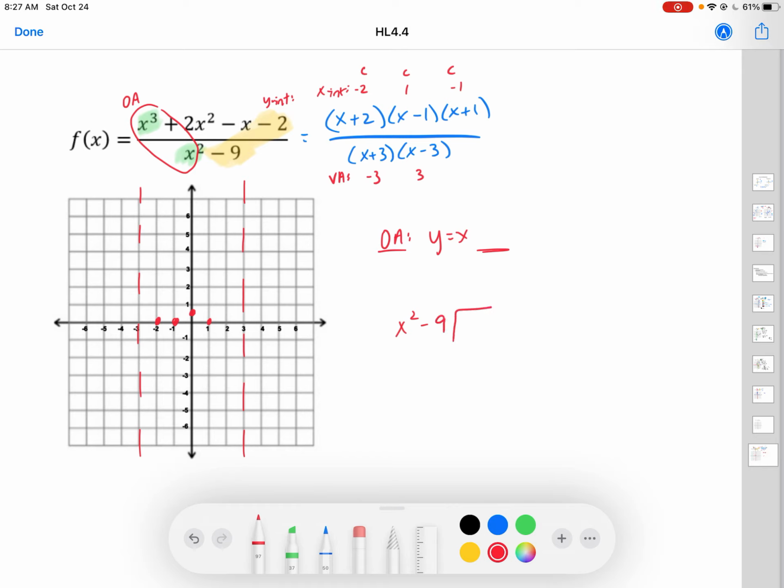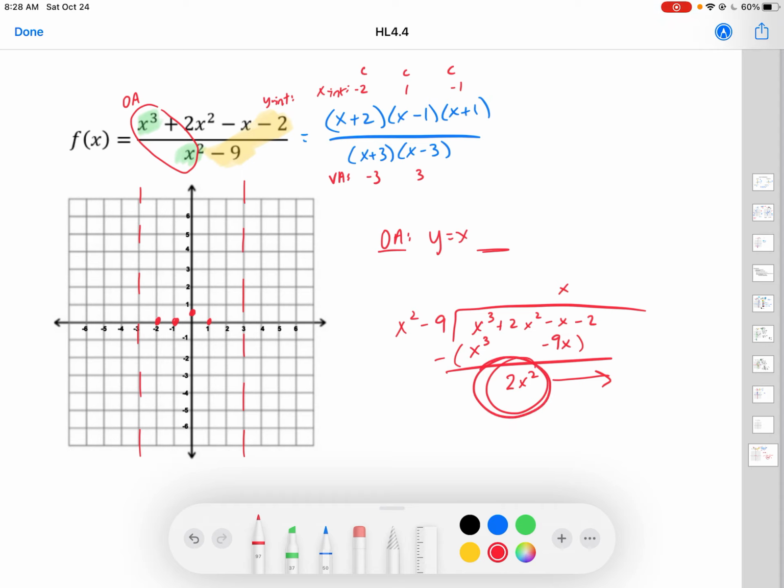So I'm going to go ahead and do some quick long division. And you don't have to go very far, we just have to find the constant. I know it's x. x² times x is x³. x times -9 is -9x. Oops. And I'm subtracting. And so I'll have 2x². I actually don't care about anything past that, because this first term is going to tell us what our constant is. 2x² divided by x² is 2. So we have our +2.